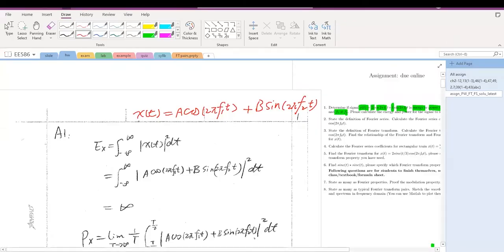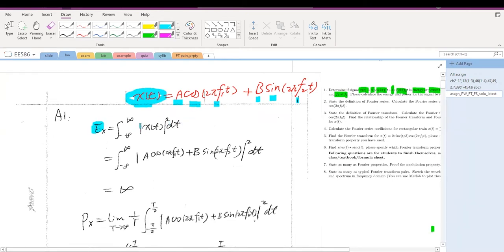So I'm going to assume x(t) = A cos(2π f1 t) + B sin(2π f2 t). I'm not going to assume f1 equals f2 or f1 is not equal to f2. I'm going to evaluate the energy and power in the general case here.